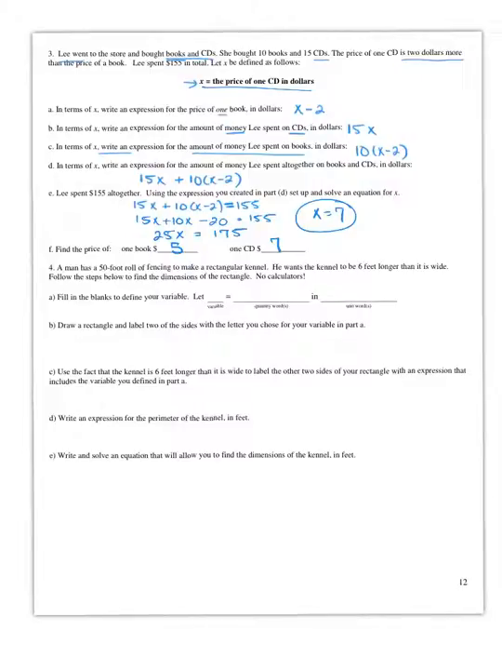Question 4. A man has a 50-foot roll of fencing to make a rectangular kennel. He wants the kennel to be 6 feet longer than it is wide. We're going to follow these steps to find the dimensions of the rectangle. First, we want to define a variable. I sometimes find drawing a picture helps.